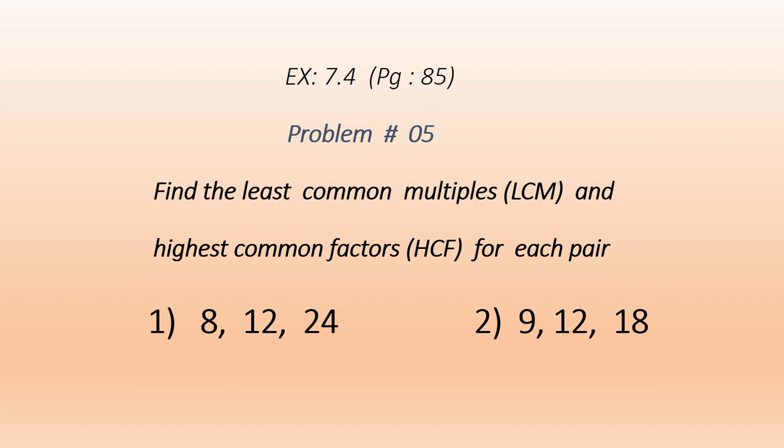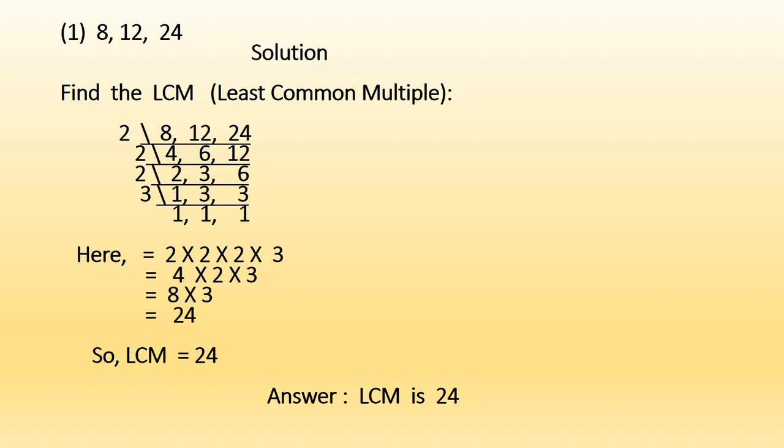At first, I will try to solve problem number 1. My dear students, look on the screen. Number 1, our given numbers are 8, 12, 24. We will find their LCM, that means least common multiple. In this math, I will show the conjugate or together method. Here 8, 12, 24 are all even numbers, so we can easily divide by 2. 2 is their common factor.